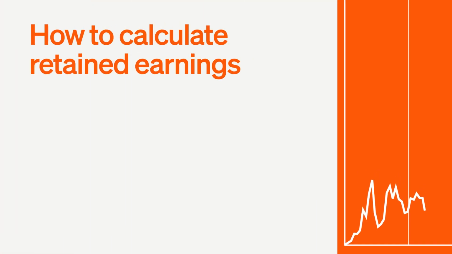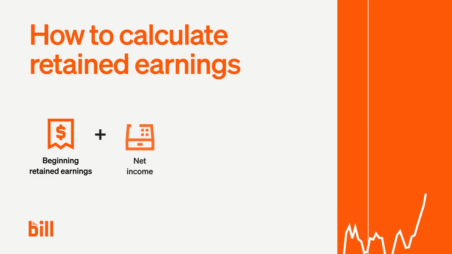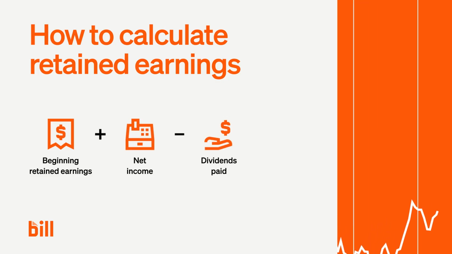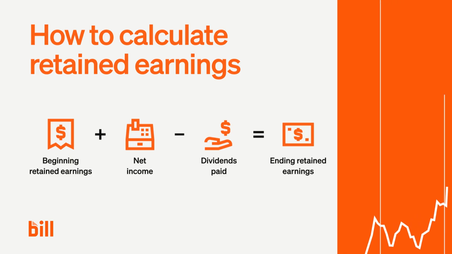One of the most essential facts of business is that companies need capital to grow. Retained earnings help fund that growth, and they're easy to calculate. To calculate retained earnings, start with your beginning retained earnings balance. Then add net income and subtract any dividends paid. The result is your ending retained earnings for the period.